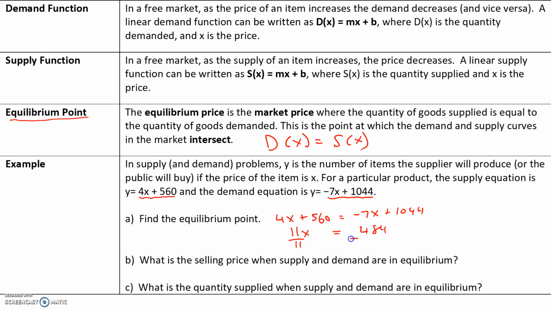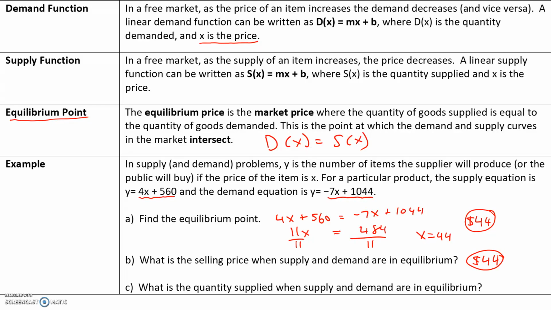Then we divide both sides by 11 and we get x equals 44. So what does x represent? X is the price. So when the price is $44, we are in equilibrium, which means the supply and the demand are equal. So what is the selling price when supply and demand are in equilibrium? We just said that, it's $44.